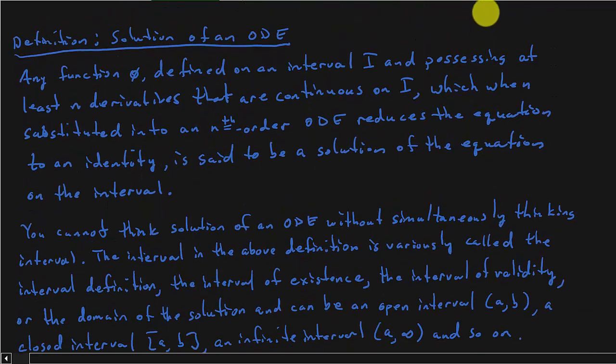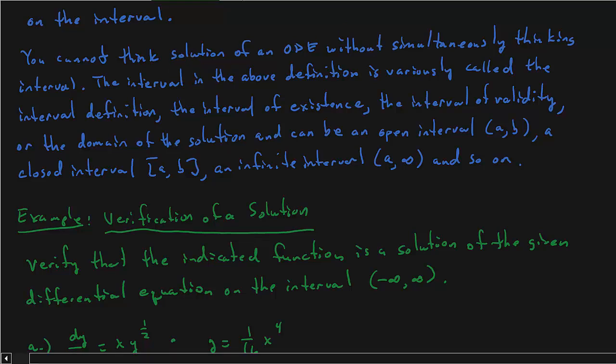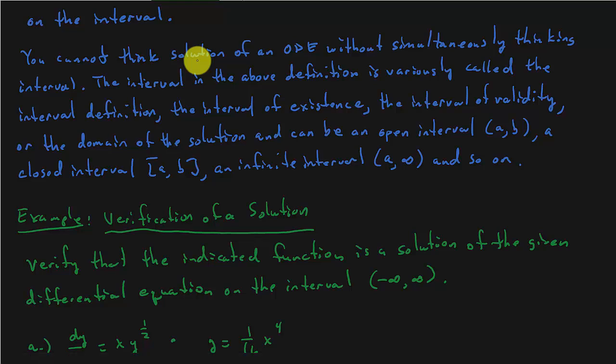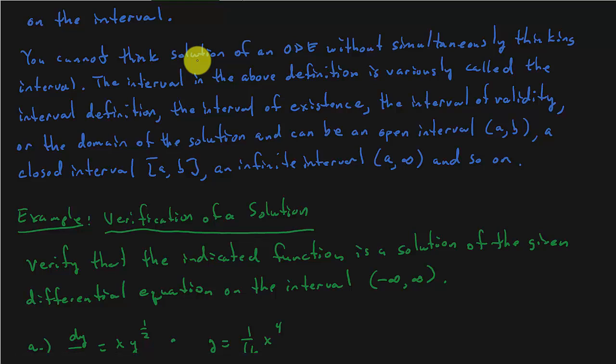All right, definition. Solution of an ordinary differential equation. Any function phi defined on an interval I and possessing at least n derivatives that are continuous on I, which when substituted into an nth order ODE reduces the equation to an identity, is said to be a solution of the equation on the interval. You cannot think solution of an ODE without simultaneously thinking interval. The interval in the above definition is variously called the interval of definition, the interval of existence, the interval of validity, or the domain of the solution, and can be an open interval a to b, a closed interval a to b, an infinite interval a to infinity, and so on. Okay, it's over an interval.